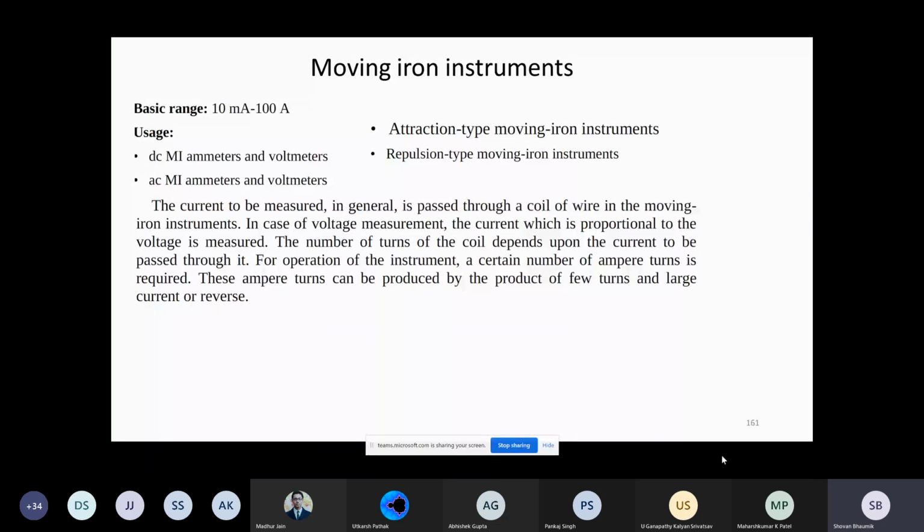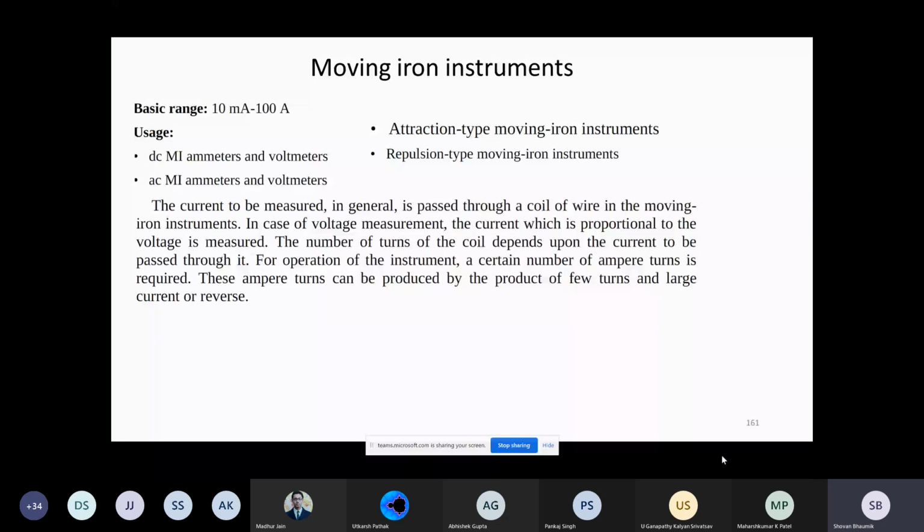You should remember this. Now, if we come to the construction of the moving iron instrument, there are two different types. First one is the attraction type moving iron instrument, and the next one is the repulsion type moving iron instrument. So based on the construction and the type of operation, we can say these are the two main classifications.